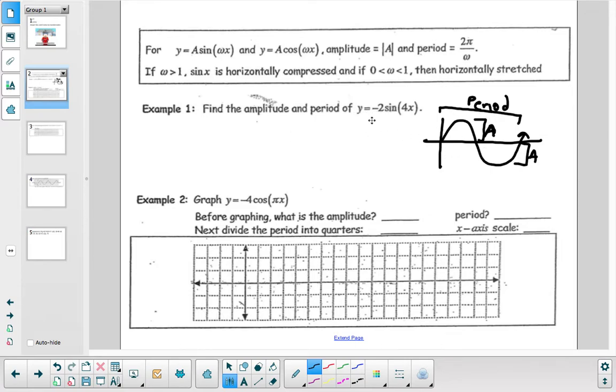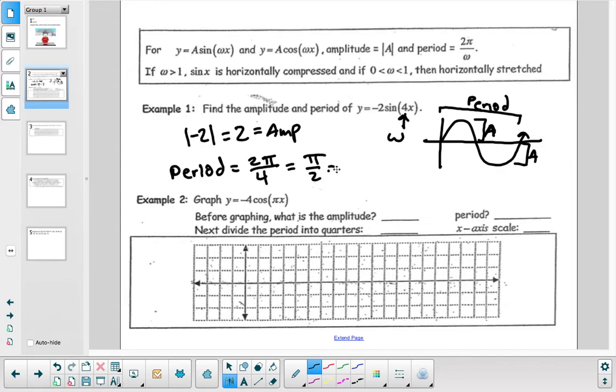So if you needed to add that, feel free. But getting into the questions, finding the amplitude and the period of this. The amplitude is the absolute value of that coefficient, so the absolute value of -2 is 2. This is our amplitude. And then this is omega. Omega applies to the period. The period is equal to 2 pi over omega, which is 4. 2/4 simplifies to 1/2, so this is the same thing as pi over 2. And it is as quick as that.